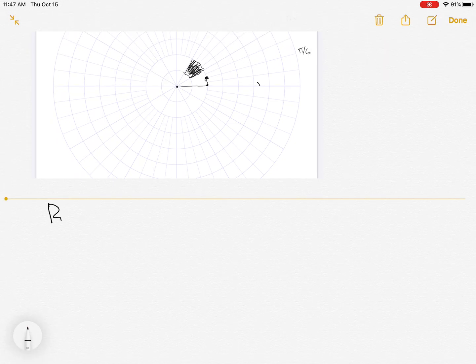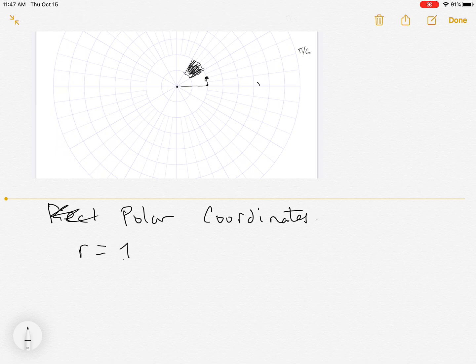So for now, let's just look at polar coordinates for a minute. Do some fun stuff here. If I take the equation r equals 1 in polar coordinates, that gives me what? A circle. All right?